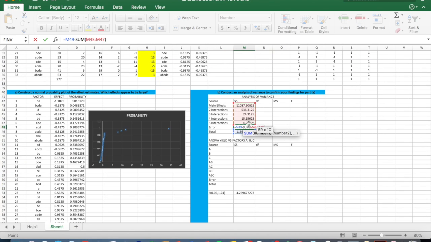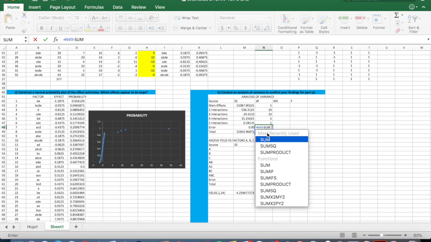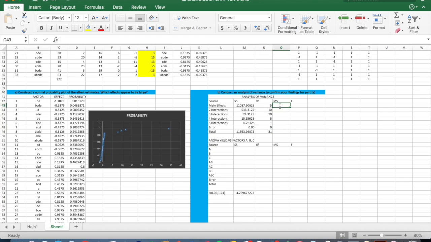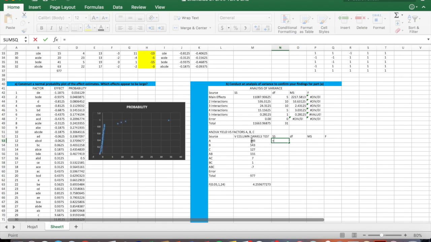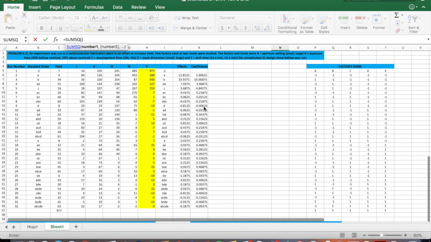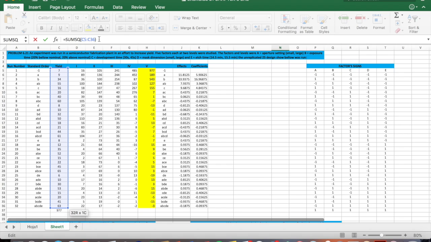Now we're calculating the error, and since we have no degrees of freedom in the error, everything including the F-test is going to be 0. We calculate the MS, which is basically the sum of squares divided by the degrees of freedom. We're not prepared yet to run the F-test, but we're then asked to run the ANOVA, and we start getting the sum of squares. We get basically A, B, C, D, E, and all the factors squared divided by 32, and the total is going to be the same as in the analysis of variance.